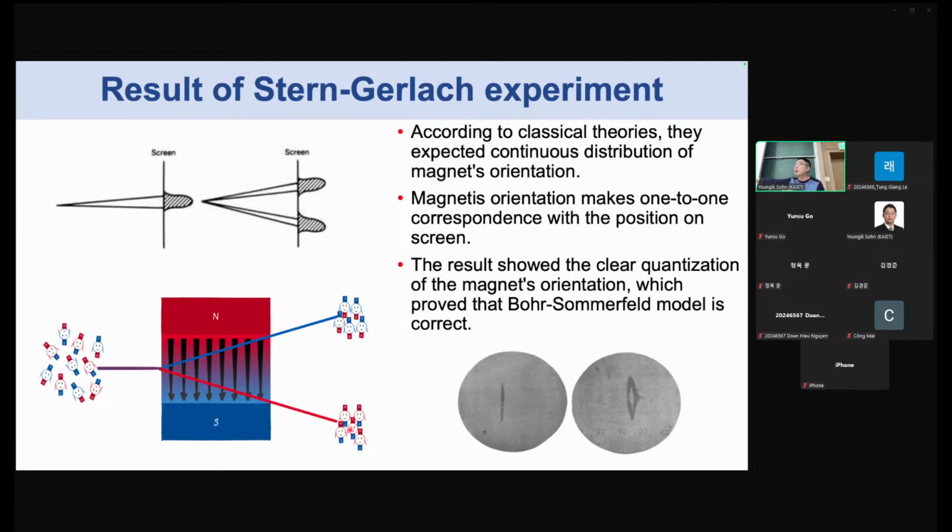But then why did they expect something in the middle, not these distinct islands? They would rather expect a spread, because if things are randomly coming out, the magnet is not going to be pointing only up or down. It's going to be a continuous spread, right? So that's why it was a surprise.